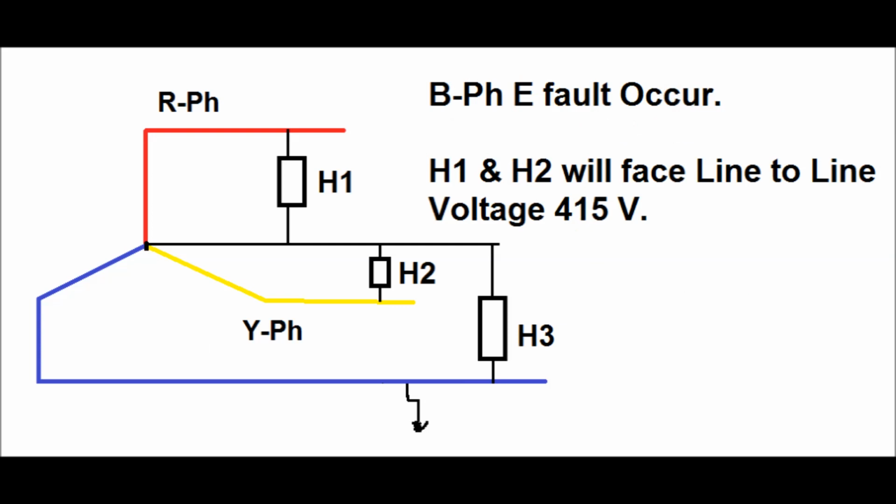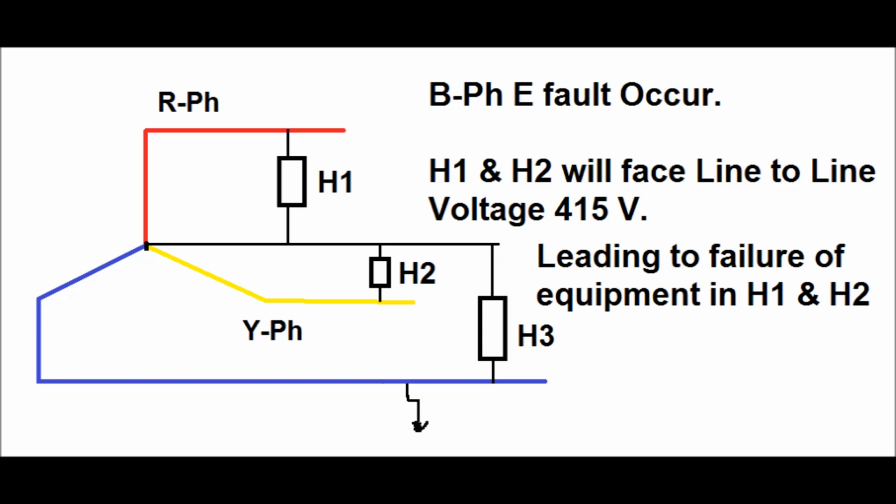But under floating neutral condition, as the neutral is not connected to earth, if an earth fault occurs in the blue phase, then the neutral voltage comes to the phase voltage. In this condition, the household supplies H1 and H2 will face the phase to phase or line to line voltage, that is 415 volt, and the equipment connected in households H1 and H2 may fail, as high voltage is sensed by the equipment.